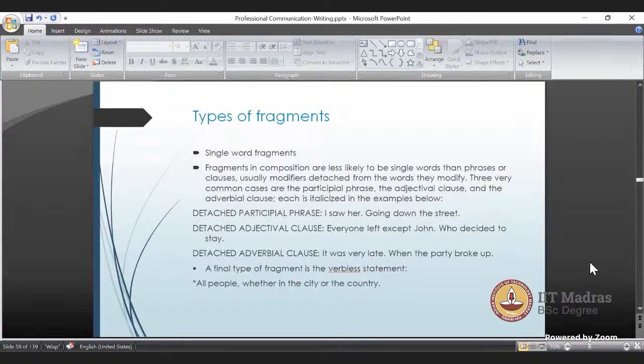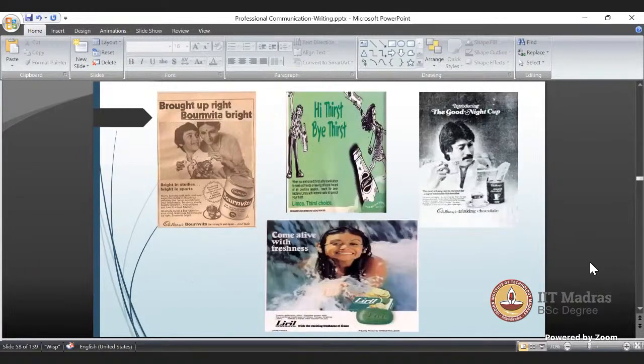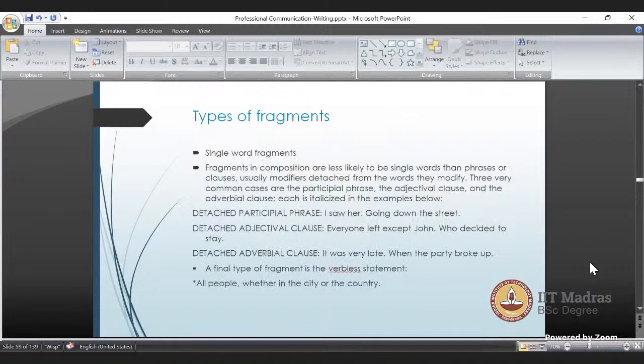Detached participial phrase. If you have to locate fragments in a longer piece of writing or in a composition, it is not going to look like the ones that you saw here. The ones you see in a longer composition are not going to represent the ones that you saw in the ads. They take a different approach. It is going to appear like this. The first one, the participial phrase.